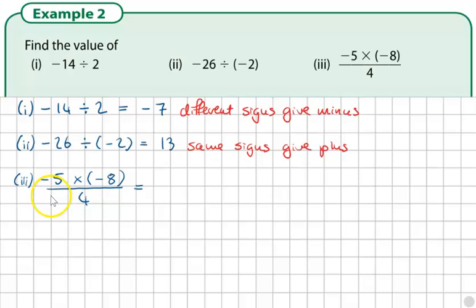Part 3, we have -5 multiplied by -8, all divided by 4. So let's work out the top first. So -5 times -8, well, a minus by minus is a plus, or same signs give plus, and 5 by 8 is 40. So we've got 40 divided by 4, which is 10.